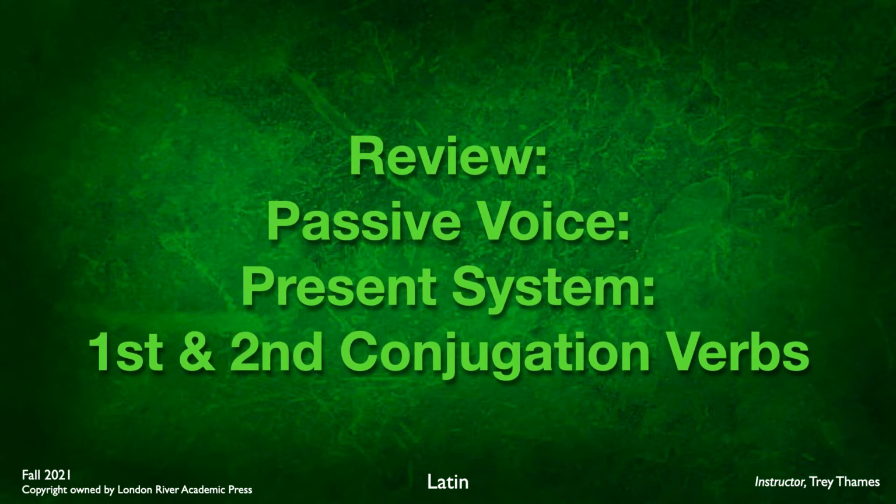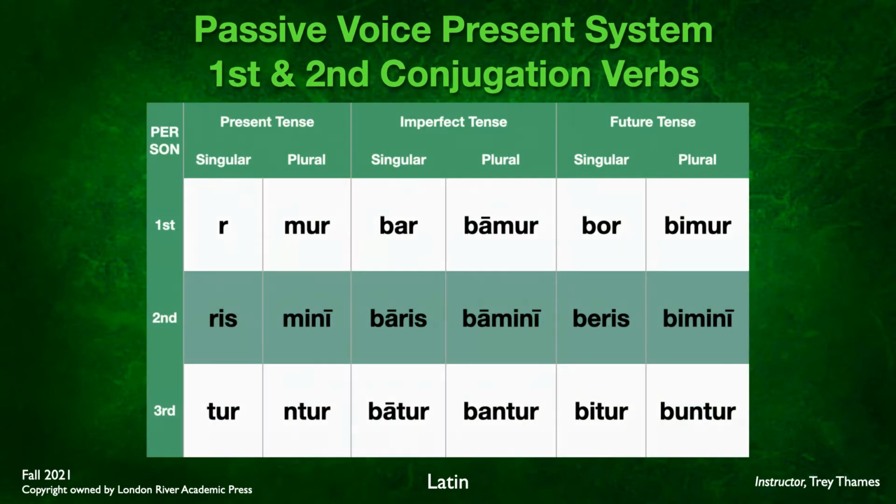All right, so if you remember, when we learned the passive voice for the present system first and second conjugation verbs, just a little review, the endings for present tense were -r, -ris, -tur, -mur, -mini, -ntur. The imperfect endings were -bar, -baris, -batur, -bamur, -bamini, -bantur. And the future tense endings were -bor, -beris, -bitur, -bimur, -bimini, -buntur. So those are the passive endings for the present system for first and second conjugation.